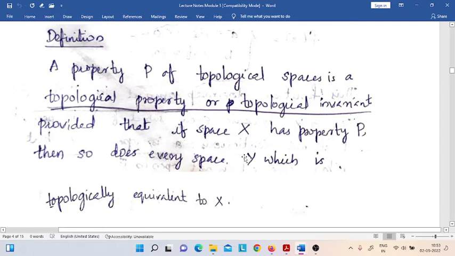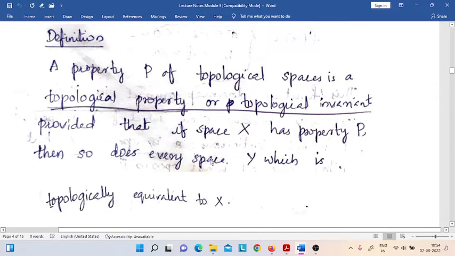So provided that it is topologically equivalent, the property will then be transferred to the second space, whenever Y is topologically equivalent to the topological space X. If there is a property P which exists in the space X, then that property will be possessed by the second space also. Only such properties are called topological properties.